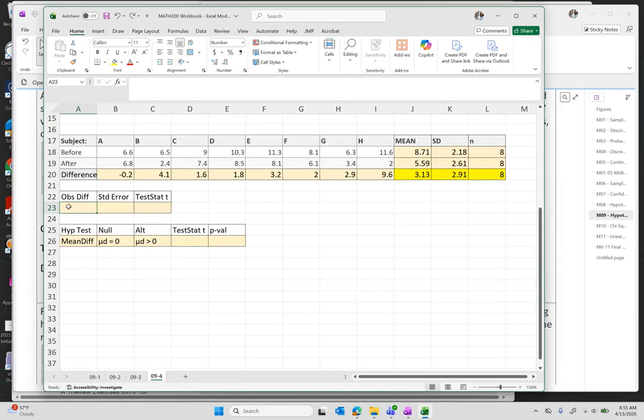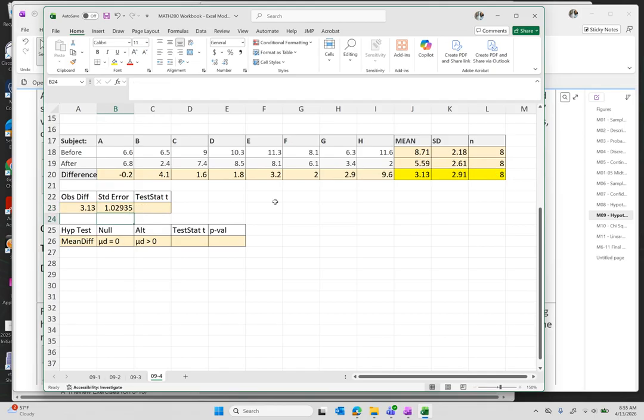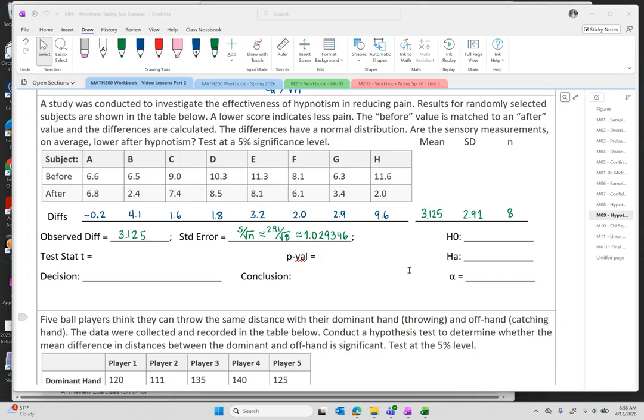So here for the observed differences, I will just copy the mean of the differences that I found. And for the standard error, I will say that this is the standard deviation of the sample of the differences divided by the square root of the size of the sample. So I will have a standard error of 1.02935, which is 1.02936 if I expand that cell in Excel and I can see more digits of accuracy.